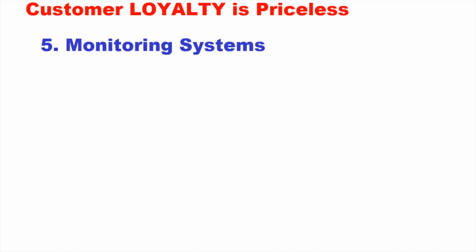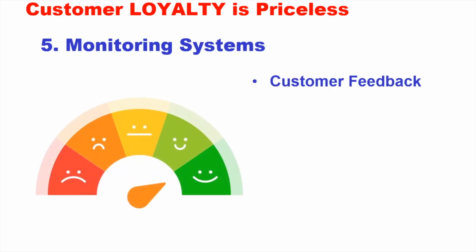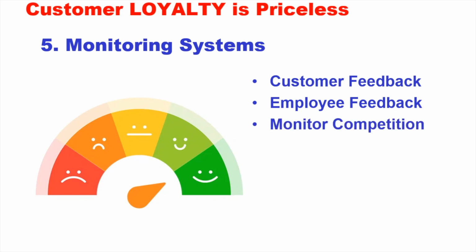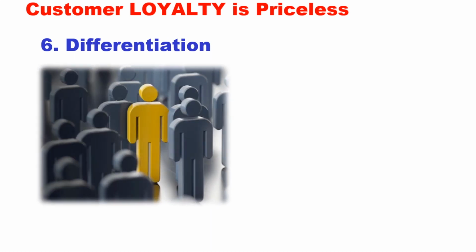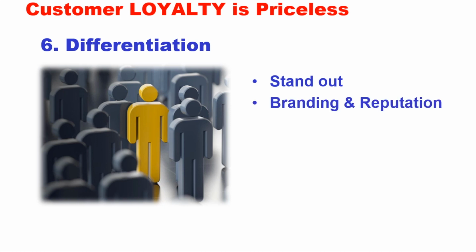Fifth is having monitoring systems to regularly check customer feedback and also employee feedback. Firms should also watch out for what competitors are doing as it helps them in identifying relevant trends. Finally, it's differentiation, which is about giving the customer good reasons to take the offer. It's good to make use of branding here in order to improve your credibility and image.